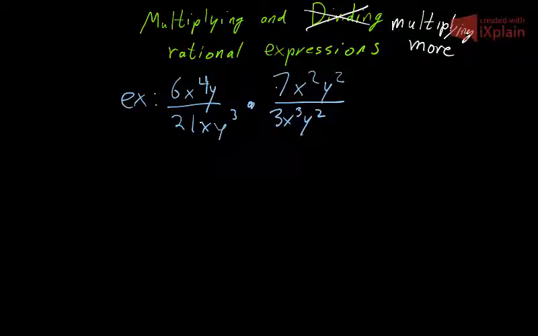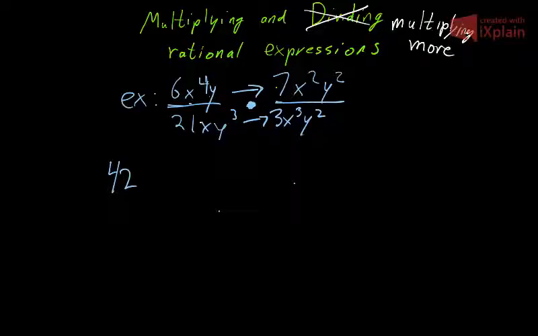What we're going to want to do is very simply notice that we have this multiplication here. We multiply fractions, we multiply straight across. So that's what we're going to do. We're going to start by looking at our coefficients, which is 6 times 7. 6 times 7 is 42. So my 6 and my 7 give me 42.